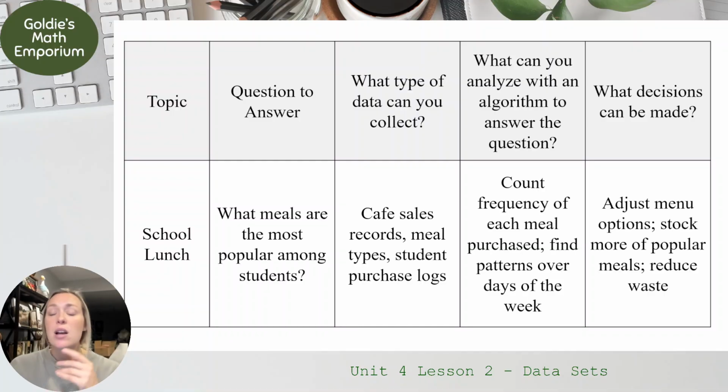What decisions can be made? Well, once we have the data, we can maybe adjust menu options if we want to make sure that the most popular meals are available to students, stock more of them to make sure we don't run out, and reduce waste. If there's something that's less popular, don't make as much of it. Okay, you see what I'm saying here? So all of this are things we got to keep in mind as we are looking at the data. We want to know what data can we collect, what algorithms can we use in terms of counting frequency, filtering data, sorting data, how can we process the data to help us make a decision.